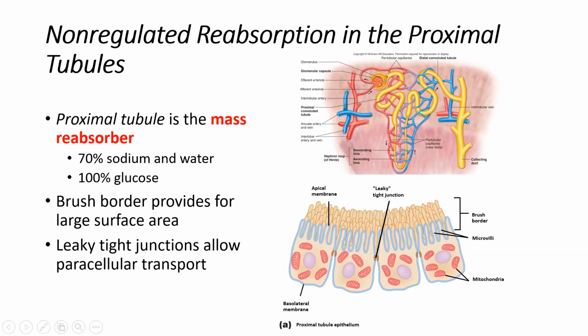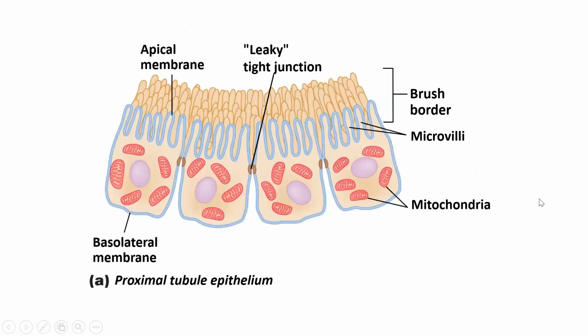So the leaky tight junctions along with the microvilli and the brush border are some of the modifications that let us know that this is really where lots of reabsorption take place. And when we talk about the gastrointestinal system, we're going to see this exact same modification, which again is an indicator of the mass amounts of reabsorption of nutrients that happens along the GI tract, along the small intestines.